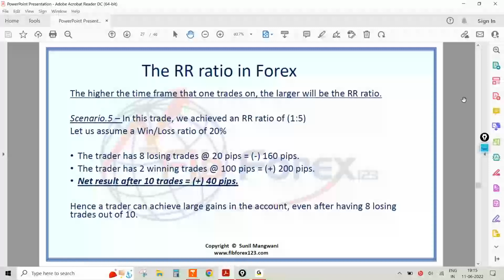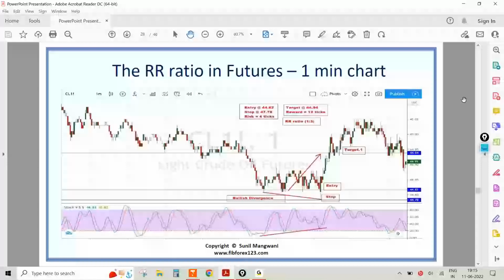1:2 is the minimum, of course, but 1:3 is highly achievable. And my way of looking at it is, my one winning trade will take care of 3 consecutive losing trades if I have them. Now that's what keeps my account growing, right? So this was the importance of your risk to reward ratio.